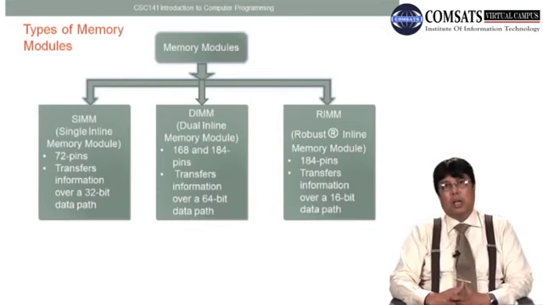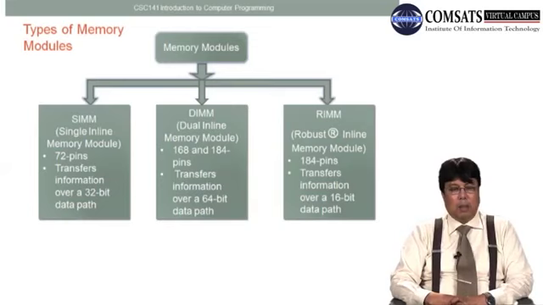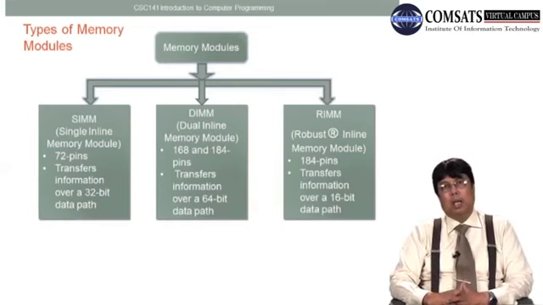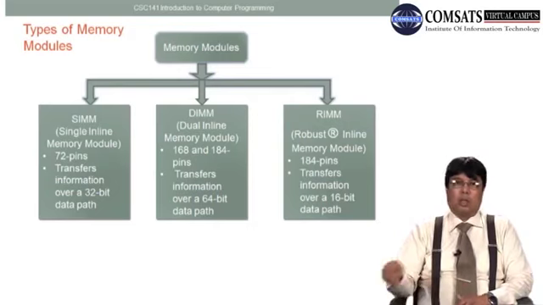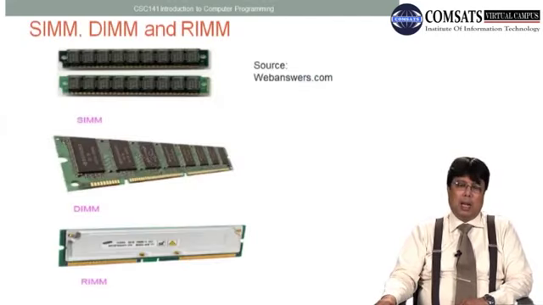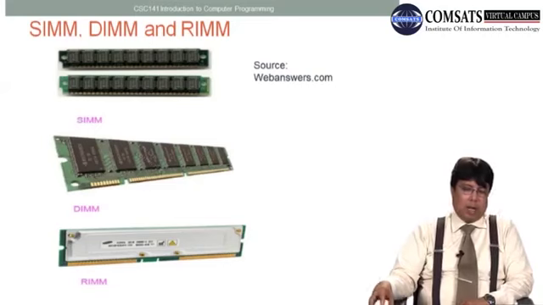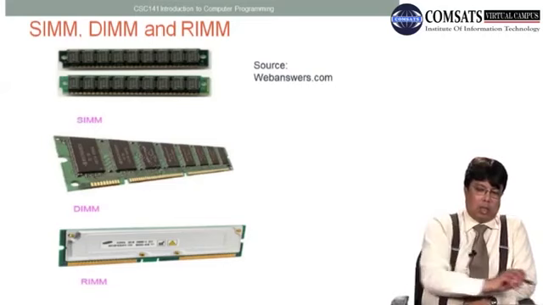Obviously it has got a wider data path, double the width of the data path of the SIM, therefore it is faster than the SIM. Then comes RIMM, R-I-M-M, robust inline memory module, 184 pin, but it transfers information over a 16-bit data path. It occupies less space and hence it is sometimes preferred over DIMM or SIM.